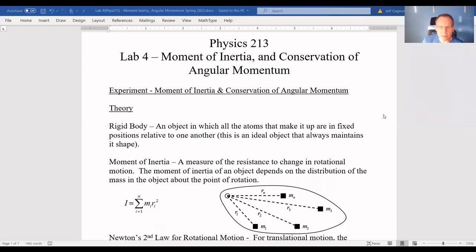Hello, everyone, and welcome to Physics 13. This is Lab 4, which is going to be on moment of inertia. And also, we'll talk a little bit about conservation of angular momentum by looking at a demonstration of a student spinning in a chair that has bearings on it, so you can spin.